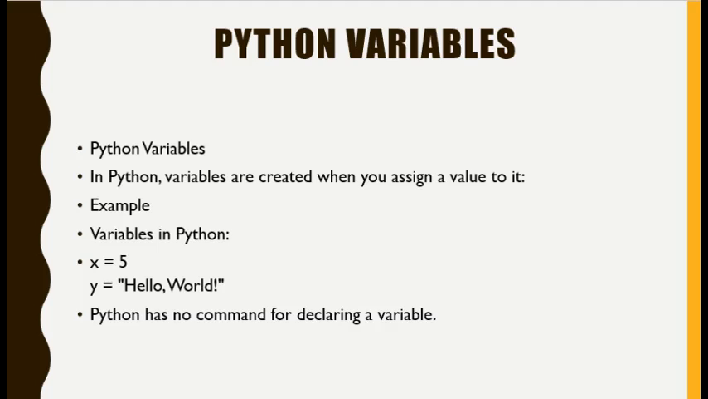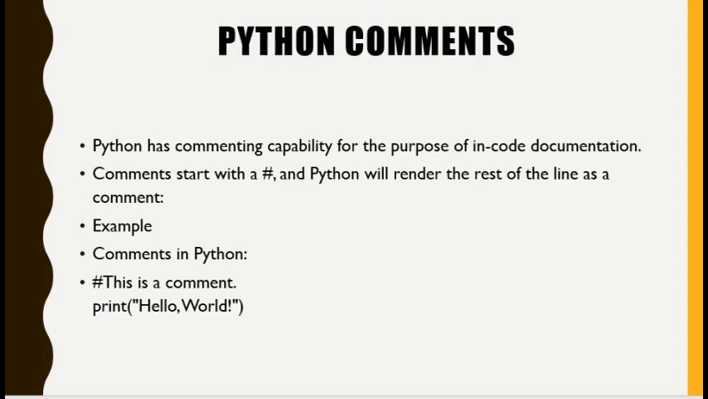Python comments. Python has commenting capability for the purpose of in-code documentation. Comments start with a hash, and Python will treat the rest of the line as a comment. As you can see here, this is a comment which starts with the hash, and then print hello world. This part is a comment. The interpreter will ignore it and will only print hello world.